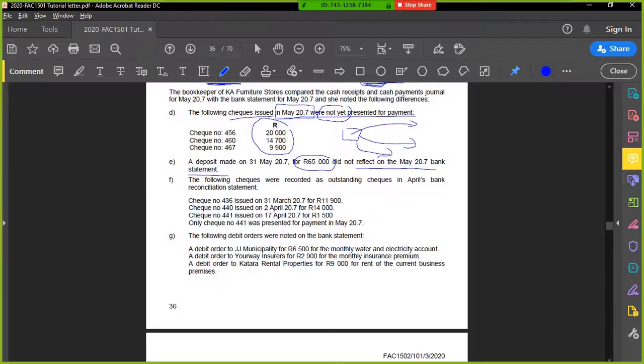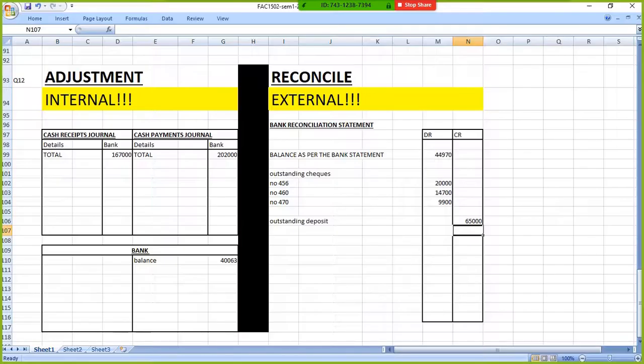Was it 65? Yes. Good. Again, it's credited because when the bank processes it, it will be credited to your account. Have they processed it? Not yet. It's outstanding.